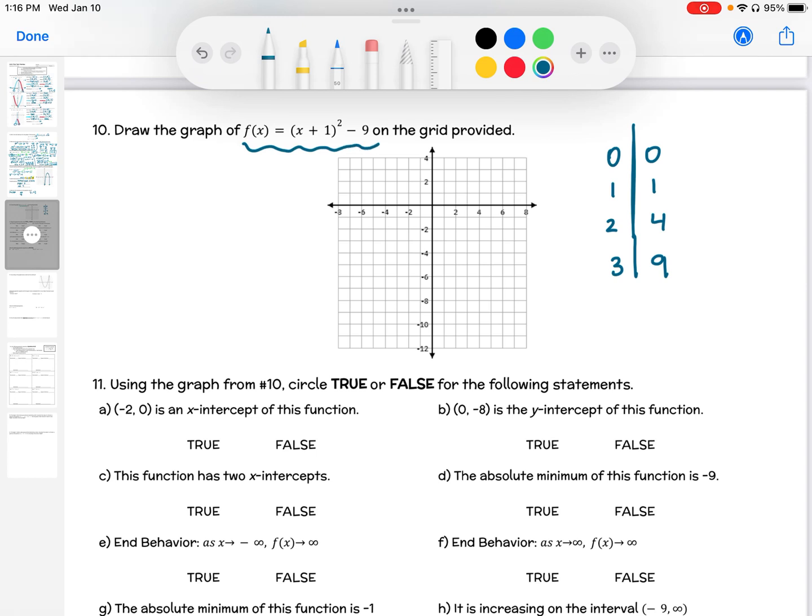So keep that in your head, and we're going to look at this equation that we're given. So we moved, because of that plus 1 on the inside, we moved to the left 1, and we moved down 9. So that gives us our vertex. So if we move left 1, down 9, then we're going to have a point right there. And so this is always our vertex. So now let's go up 1 over 1. So that's our next point in both directions, up 1 over 1.